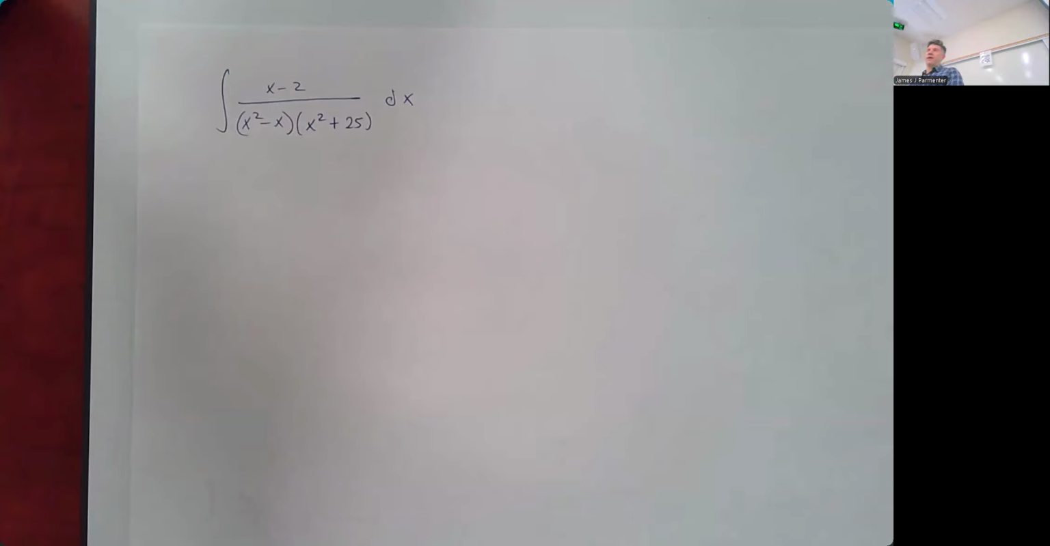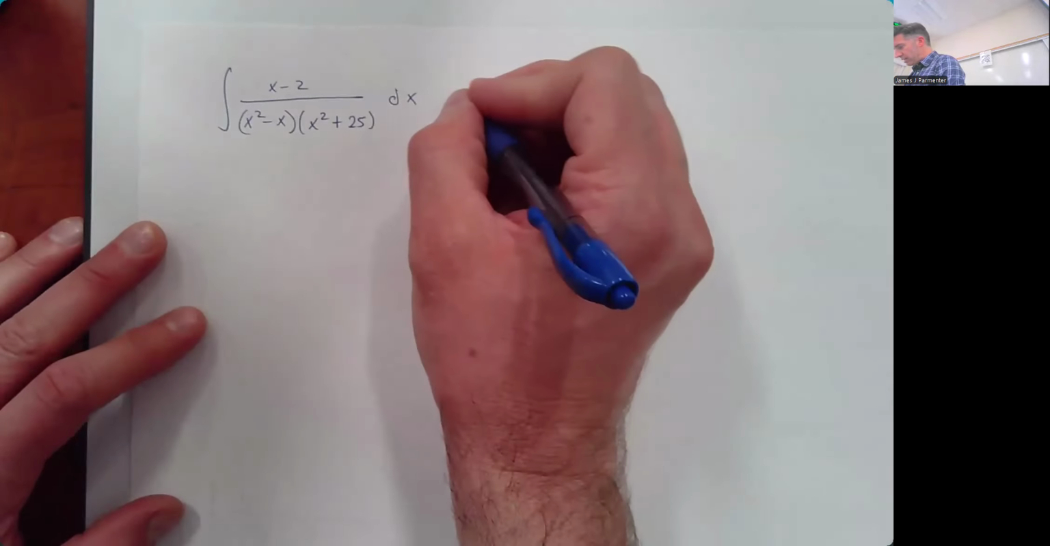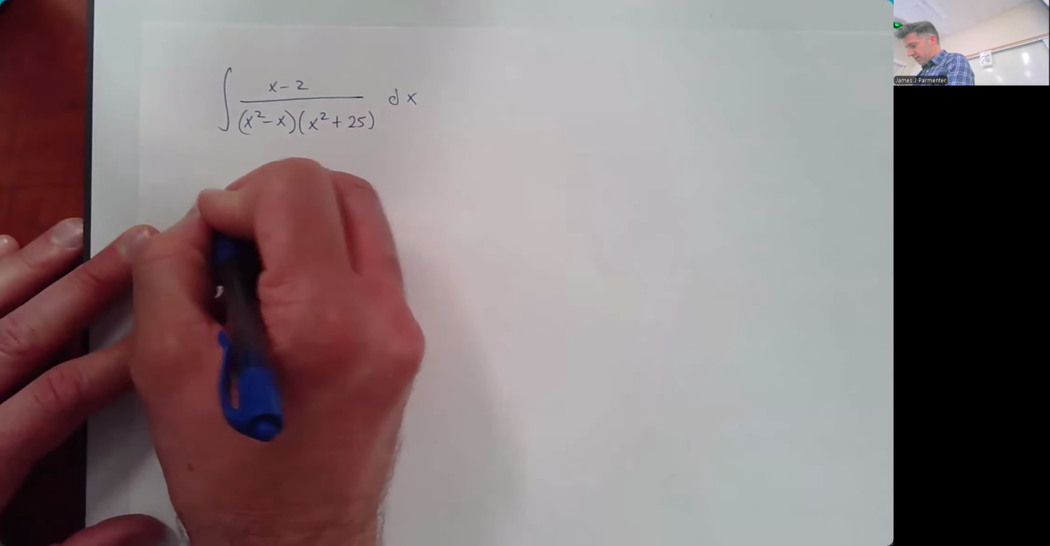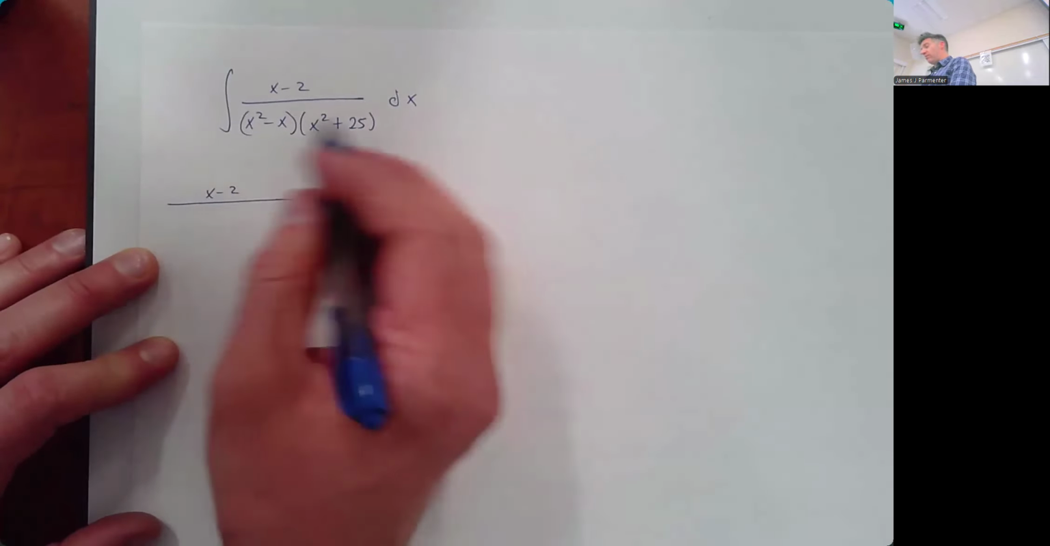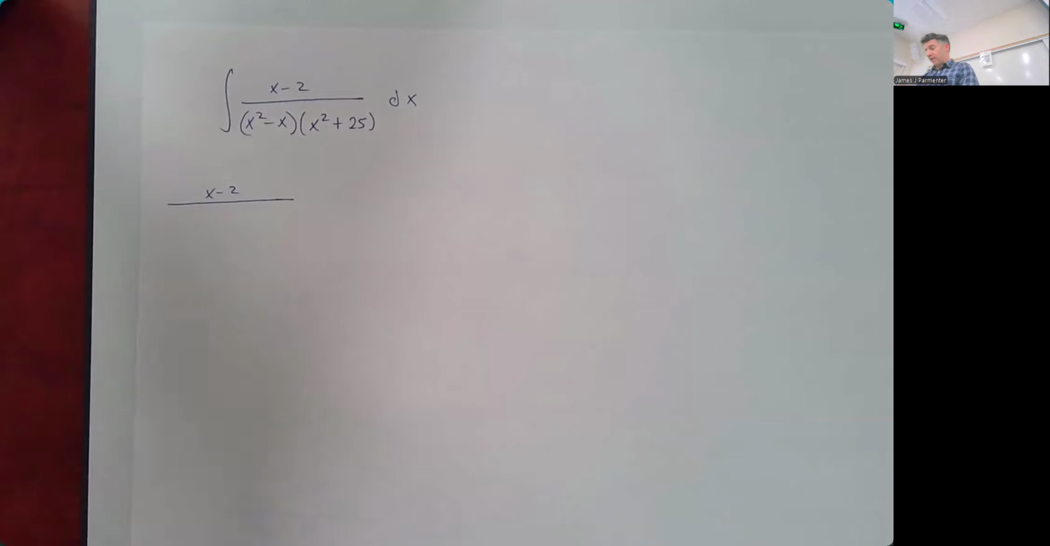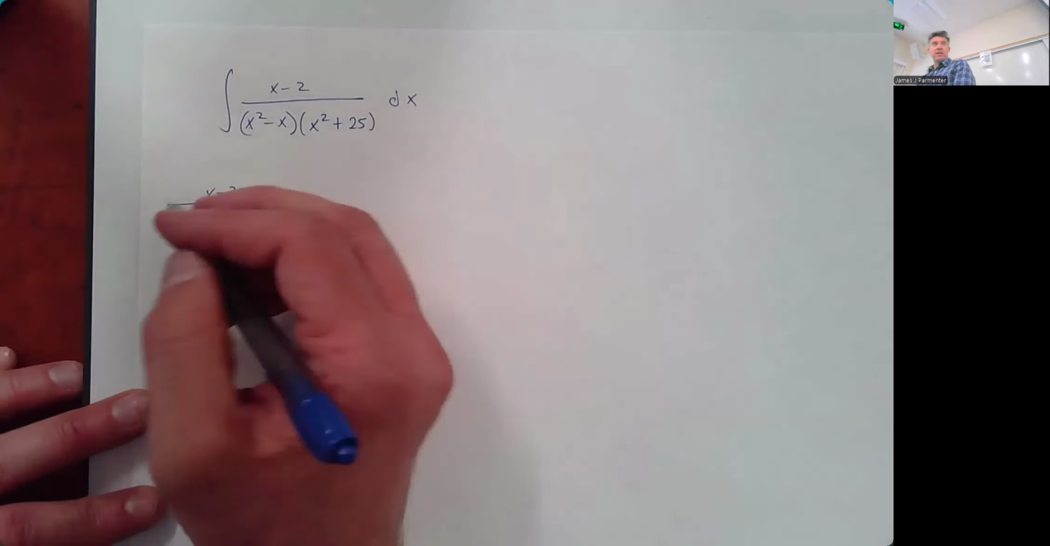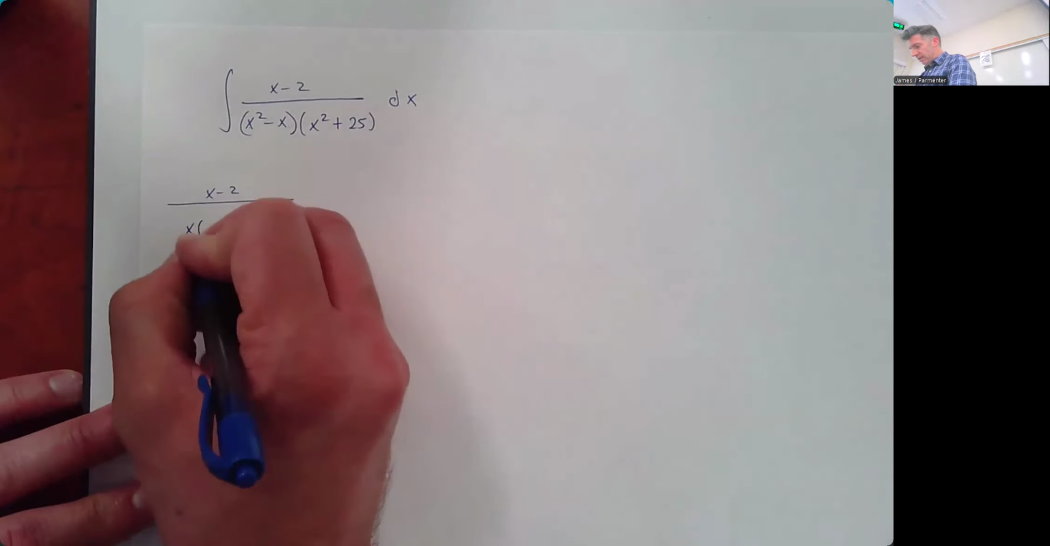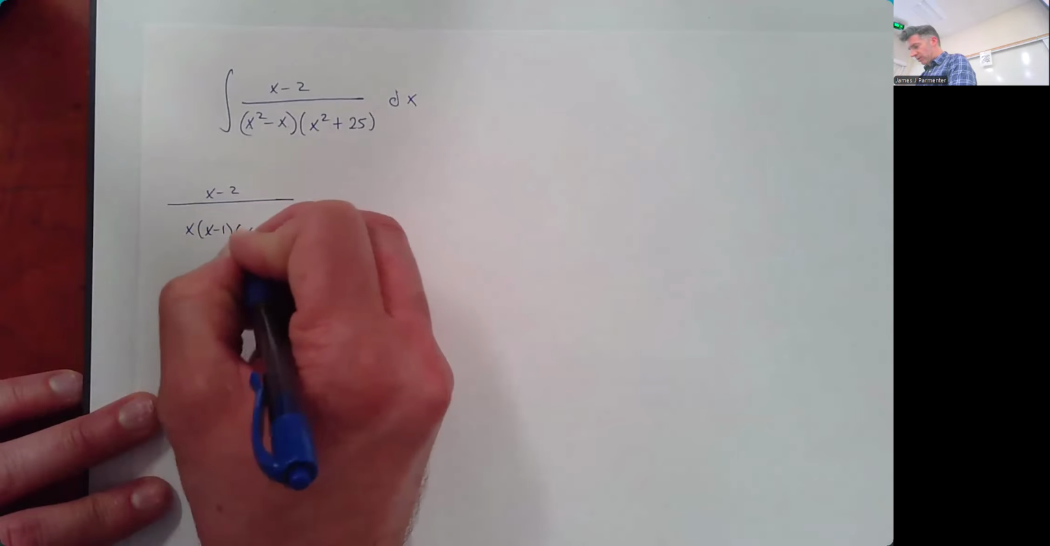Which I would normally multiply out to make it even harder, to make you have to factor it, but okay. So, yeah, that's fine. We're going to write this as x minus 2 over, I'm going to factor the bottom as completely as possible. I can factor out an x from the x squared minus x. So I have an x times x minus 1 times x squared plus 25.